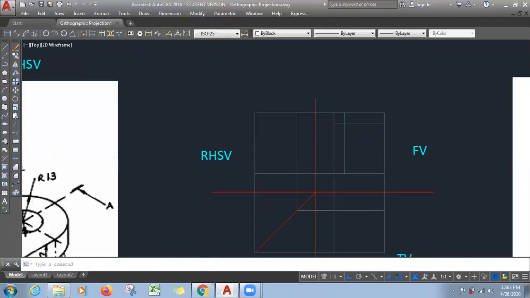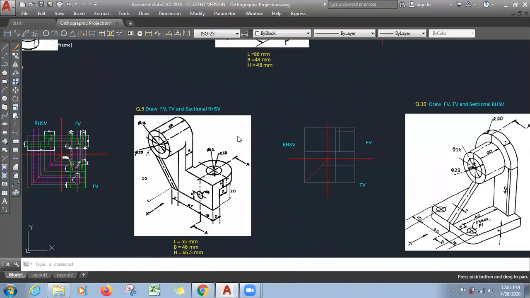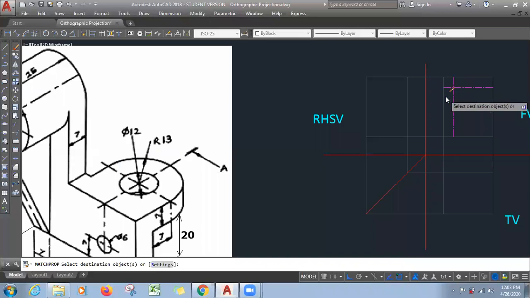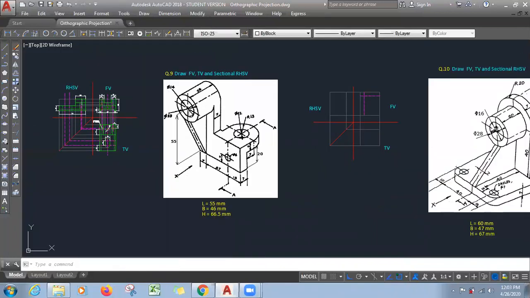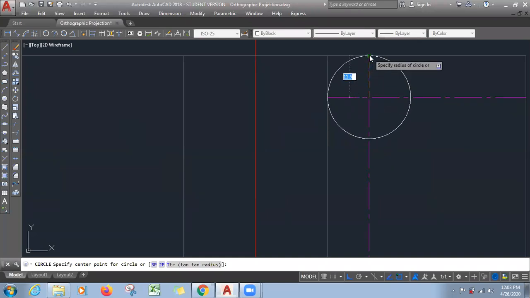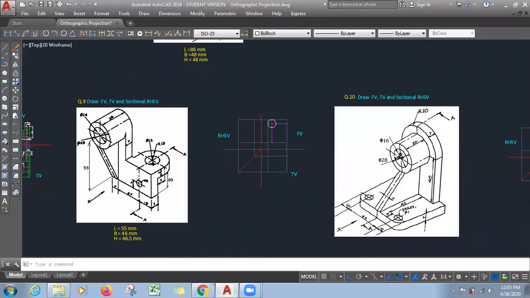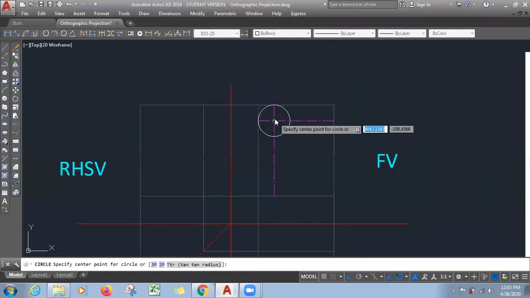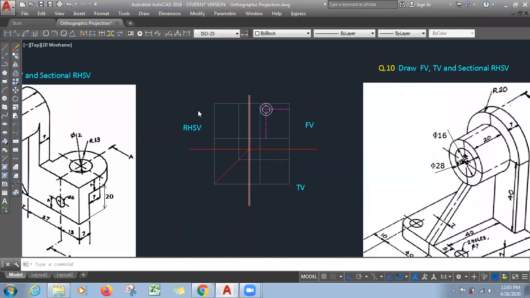These lines are to be shown as center lines. How do we get it? Use match properties, take the center line, and make these two lines center lines. Now these two circles can be seen as they are. The outer one has a diameter of 23, so the radius will be 11.5, and the inner circle is how much? It is 14, so the radius will be 7.